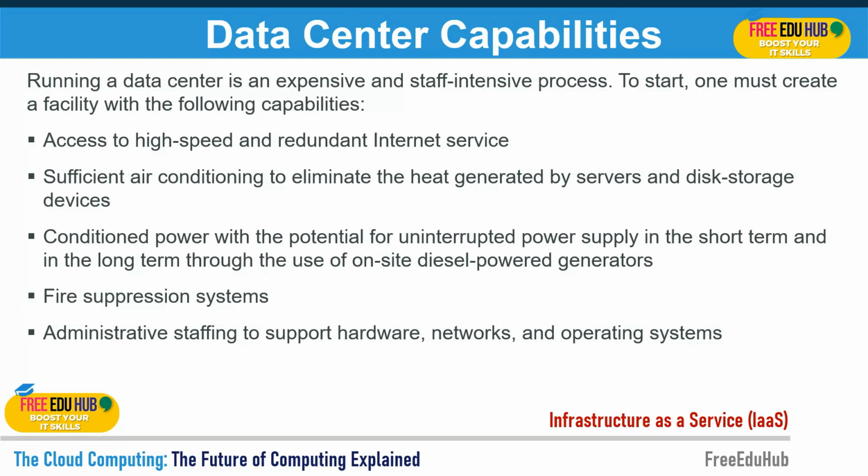Access to high speed and redundant internet service should be provided to the data center, just to make sure that all your customers around the world are able to reach the services. If you don't have a reliable internet connection, you might end up having issues. For example, if your internet connection is down and you don't have a backup connection or a redundant internet service provider, your customers will face a problem, because till the time your business is down, no one will be able to access your services in a conventional data center environment. Now, sufficient air conditioning is needed to eliminate the heat generated by the servers and the storage devices.